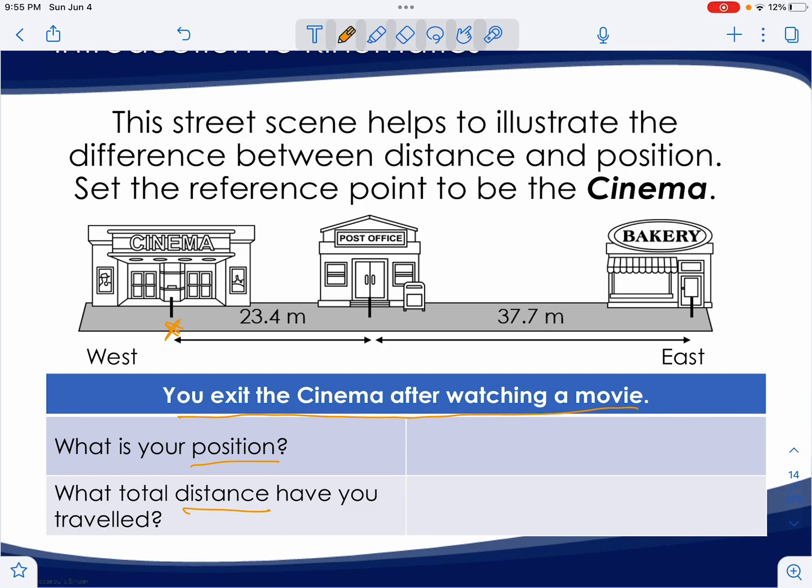Now, are both of these, position and distance, vectors? What is position? Is position a vector? Yes, position is a vector. Remember, it's symbolized with that hat. What about distance? Is distance a vector? No. It's just a magnitude. So that has no hat on it. So go ahead and answer these two questions.